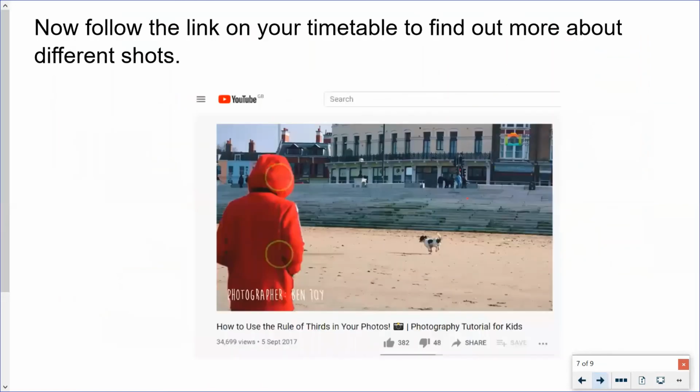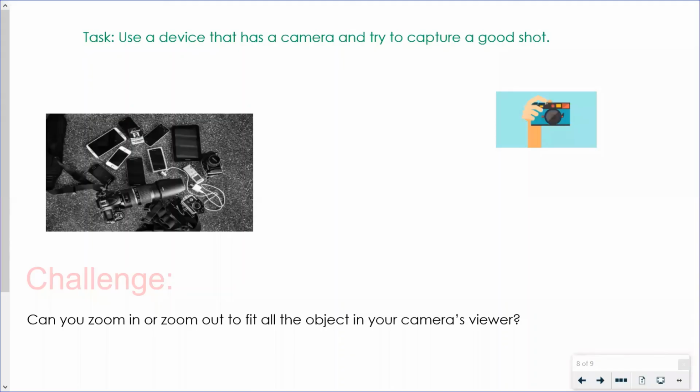Fantastic. Now, I would like you to follow the link on your timetable to find out more about different shots. Your task today, year 1, is to use a device that has a camera. So for example, you can use your adult's phone or your iPad or a digital camera if you have one, and try to capture a good shot. Try to experiment with the different shot techniques that we learned about in this lesson. Your challenge today is to zoom in or zoom out to fit all the objects in your camera's viewer.